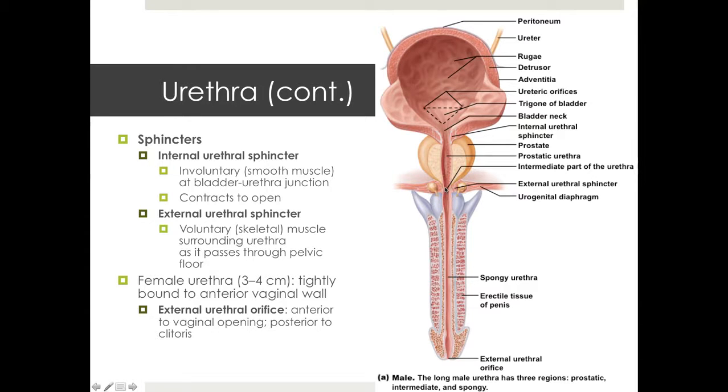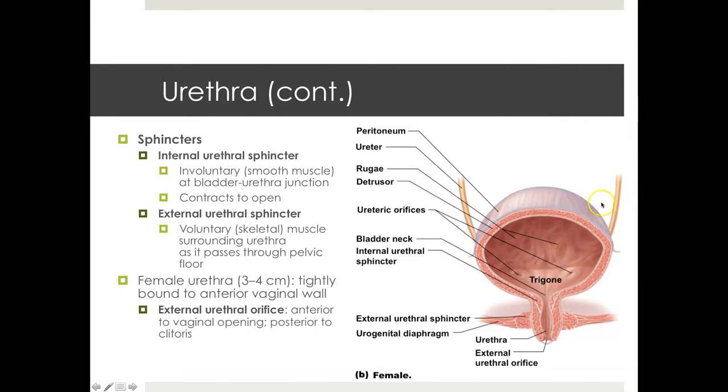So we have voluntary control over this, and this basically helps us from going to the bathroom as soon as our bladder fills up. So it's going to pass through our pelvic floor here. We do see some differences in the urethra in males and females. In our female urethra, which is not pictured here, it is going to be about 3 to 4 centimeters and tightly bound to the anterior vaginal wall. And our external urethral orifice is going to be anterior to the vaginal opening and posterior to the clitoris.